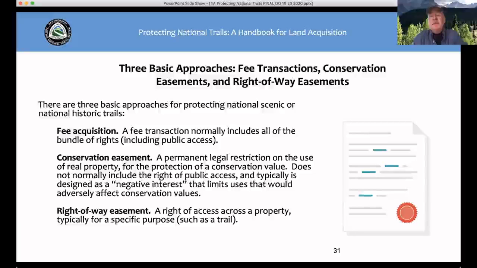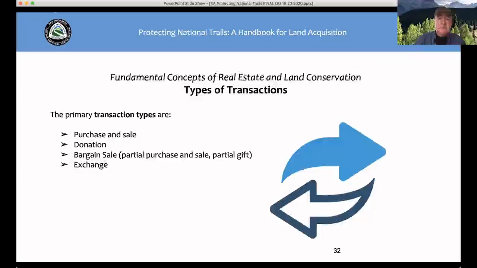For a conservation easement, you're talking about a negative easement that limits what can be done on the property. And that's done for conservation purposes. It's done to protect the scenic values. It can be done to protect the agricultural or forestal values. It can be done to protect historic values. Finally, and this is particularly important for National Scenic Trails, if you're acquiring less than fee, you need a right of access in most cases to get across that property from one end to the other so that you have continuous access.